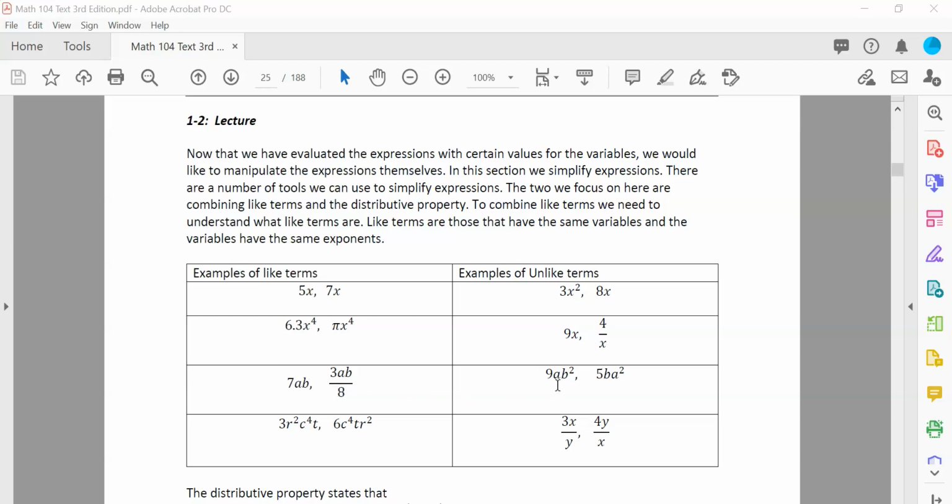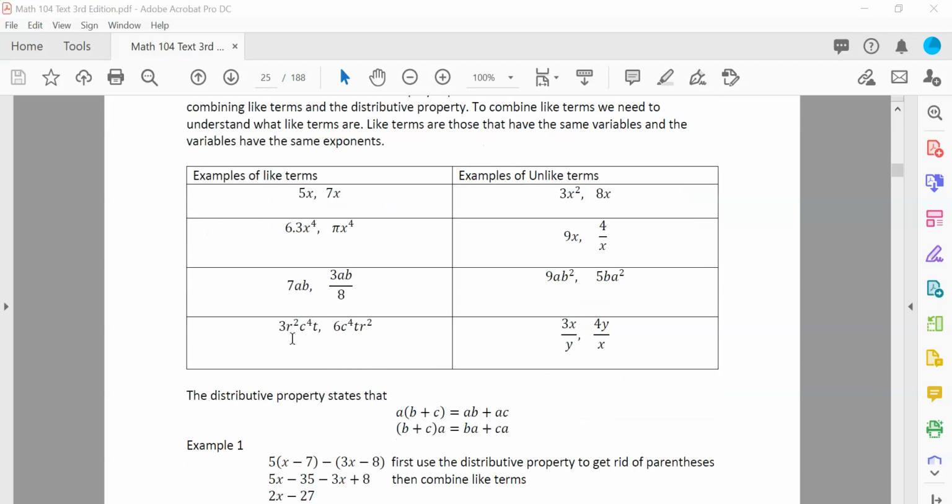However, AB squared versus BA squared: here the B is raised to the second power, here the A is raised to the second power, so these two are not alike. Similarly, here we have an x, and then we're dividing by x. Even though we have an x here and an x here, these are not alike because one of these is being multiplied, the other one is being divided. We'll see later, specifically in chapter 3, that dividing by x is like having an exponent which is negative.